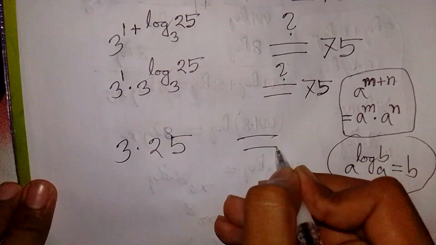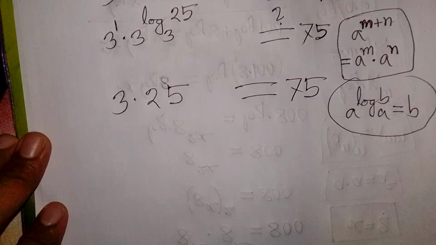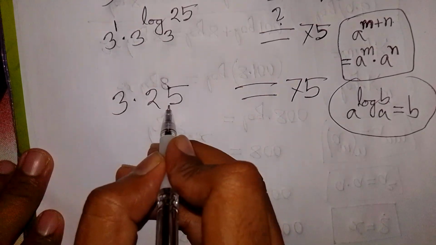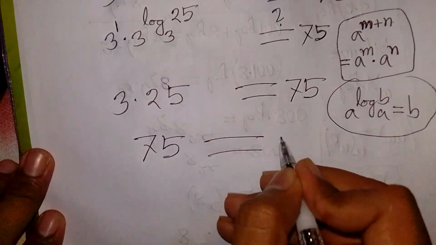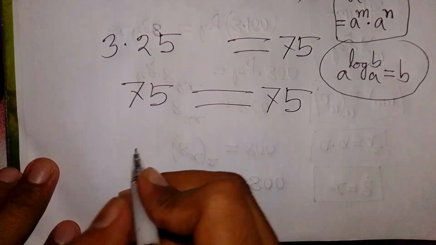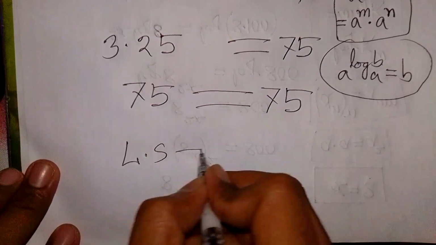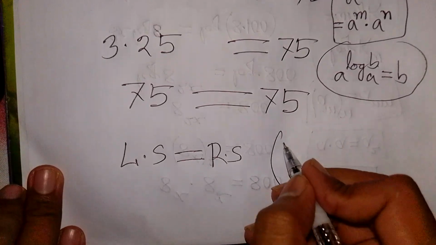So 3 times 25 is equal to 75. Now 3 multiplied by 25 is the same as 75. So of course 75 is equal to 75. So the left side is equal to the right side. So the value of x has been verified.